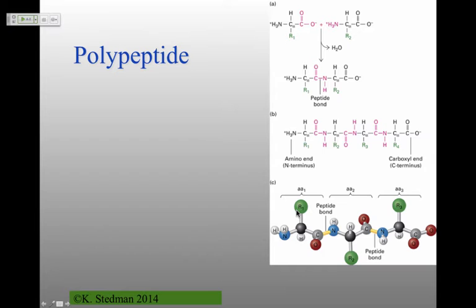Yes? So a motif is some pieces of secondary structure which come together and have a particular function, but usually they're not stable by themselves. So also people talk about motifs as super secondary structure, so multiple secondary structures coming together. Okay, other questions on protein structure?